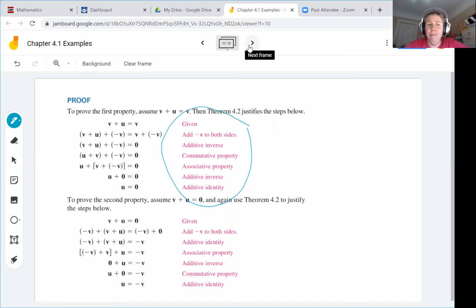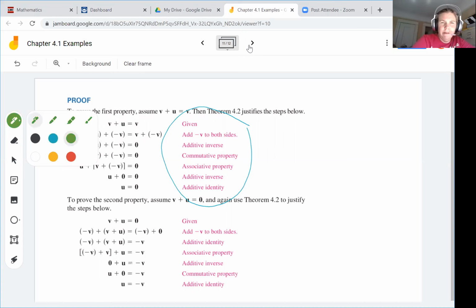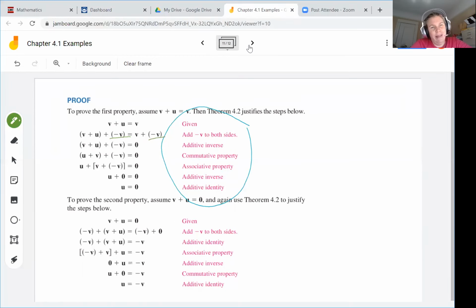So v plus u equals v, that's given to us. That's our assumption. Then I'm going to add negative v to both sides. So if I add negative v to both sides, I get a 0 on the right. And then over on the left, I've got v plus u grouped together, plus this negative v. But I know that I can do addition in any order. So I'm going to change the addition in my v plus u to be u plus v.